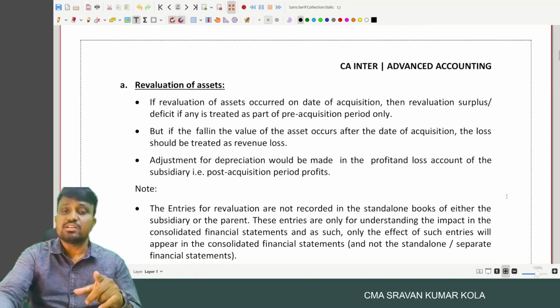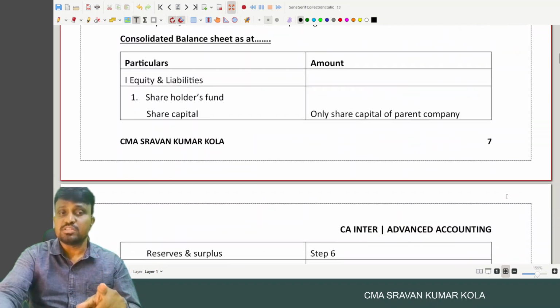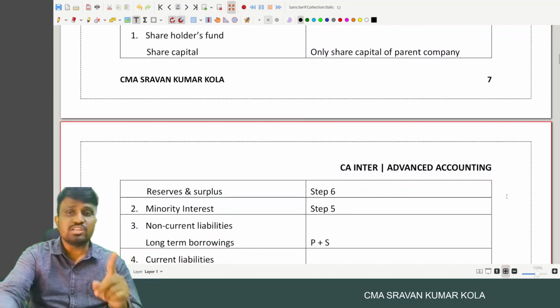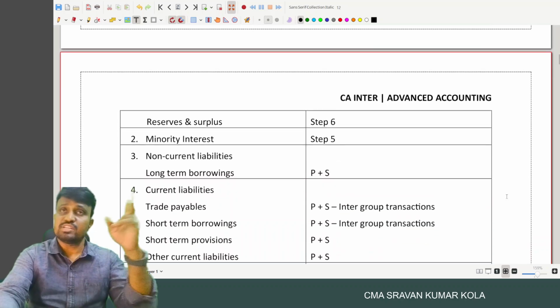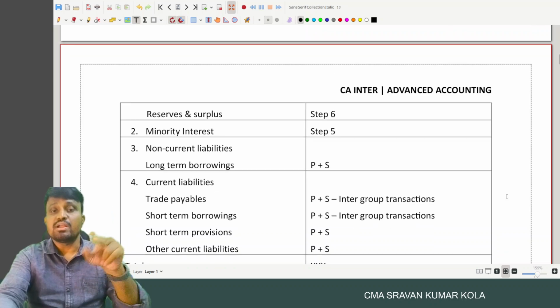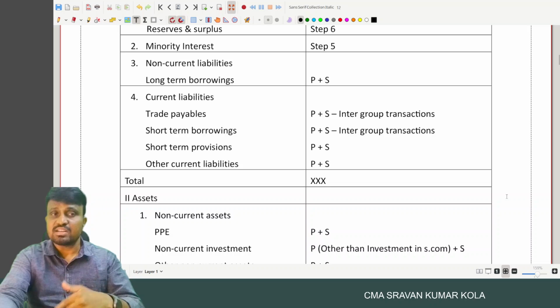And then we move on directly to the balance sheet. In case of balance sheet, we follow Schedule 3 format, and in share capital we only consider parent company share capital. Reserves and surplus we take from step 6, and step 4 if we have capital reserve. Minority interest we take from step 5 directly.